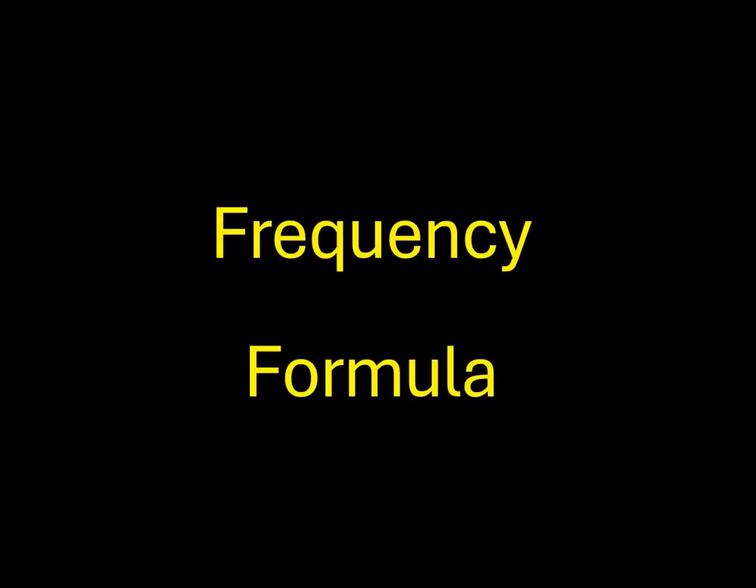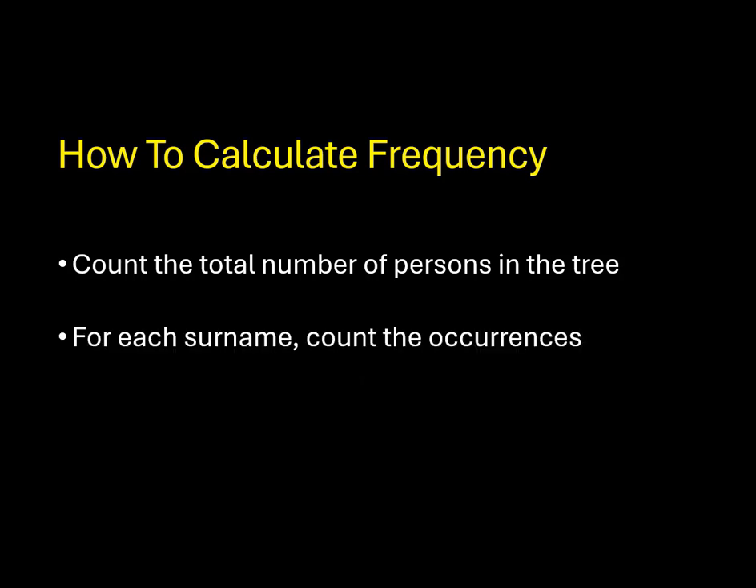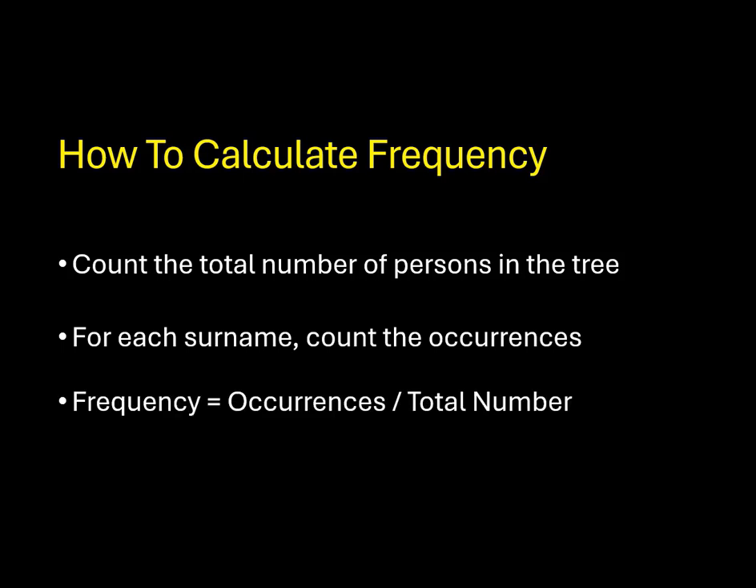which is exactly the same number as the persons in my tree when I counted the person table. With the data that I have, how do I calculate the frequency of last names? To calculate frequency, we need to count the total number of persons in the tree. For each surname, we count the occurrences of that surname, and then we divide the occurrences by the total number to get the frequency for that surname.